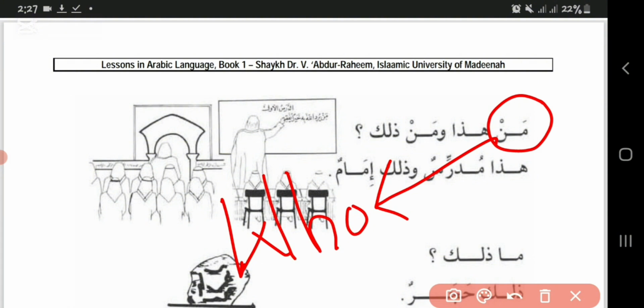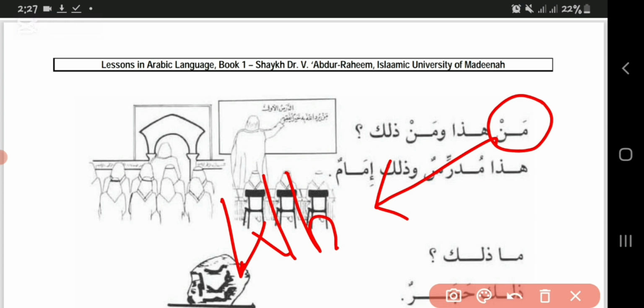But if it is something that does not possess a sense, even if it is an animal, and we know that an animal is living, we cannot give it man, but we give it rather ma, because it does not possess a sense. So man is an interrogative pronoun used to ask about someone who is sensible. But if we ask about someone who is not sensible, we make use of ma.